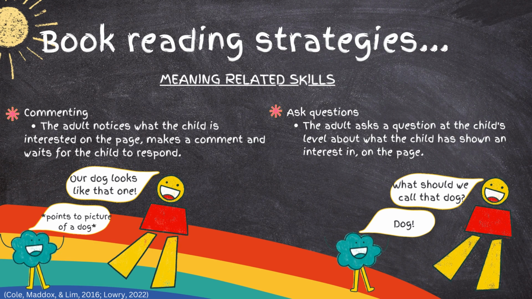For example, a child points to a picture of a dog, and the adult says, "Oh, our dog looks just like that one." The next one is asking questions. The adult asks a question at the child's language level about what the child has shown an interest in on the page. For example, the child looks at a picture of a dog and says, "Dog." The adult says, "What should we call that dog?" Or if a character comes across a problem in the story, you could say, "Oh, what do you think he should do?"